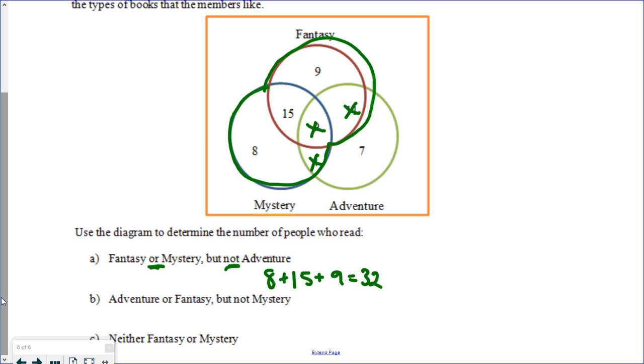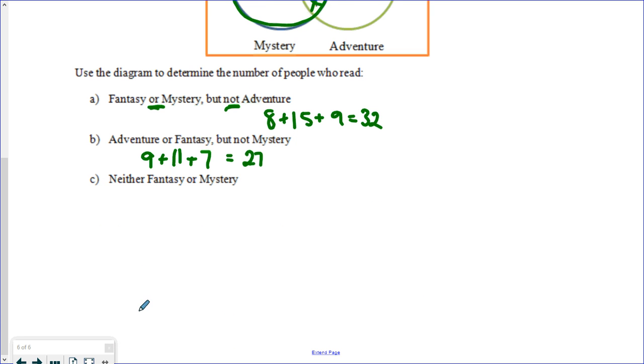Now I really can't erase things and I've made a terrible mistake. Adventure or fantasy, but not mystery. So adventure or fantasy, same idea. This red circle, this tan colored circle, but not mystery. So the things that are not in the blue circle. So that would be our 9 at the top, 11, and 7, which gets us 27 individuals that like adventure or fantasy but not mystery.